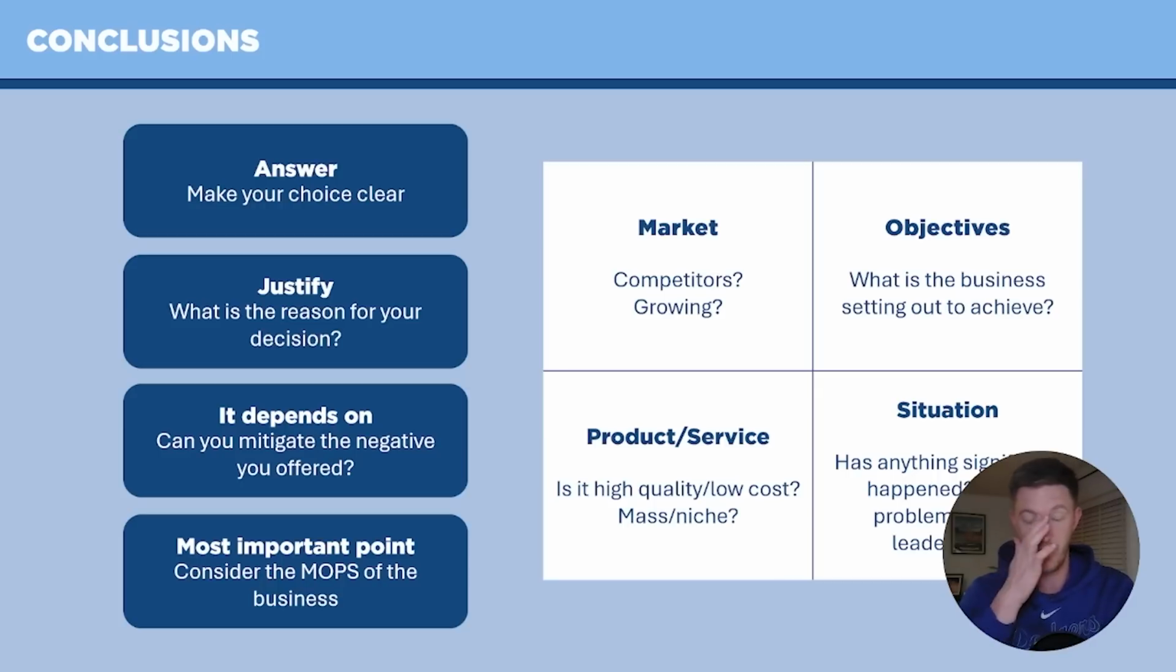Most important is definitely the extension side of things. That's where you consider your MOPs side of things, but you might do that in your justify as well. It depends on the price elasticity of the product. It depends on a whole range of different factors.